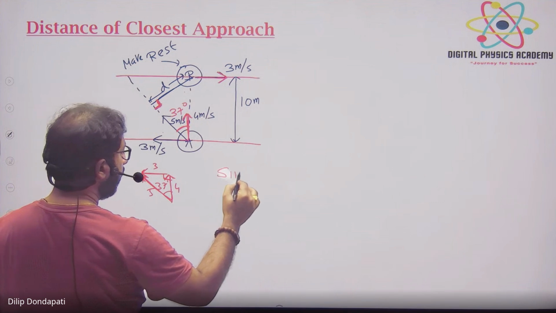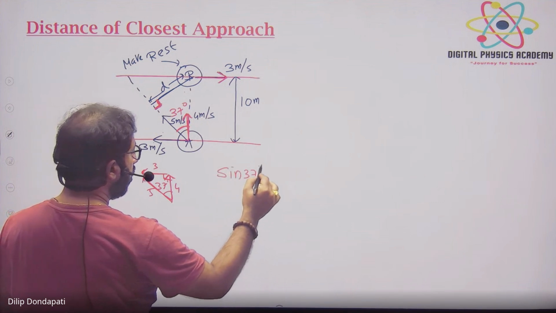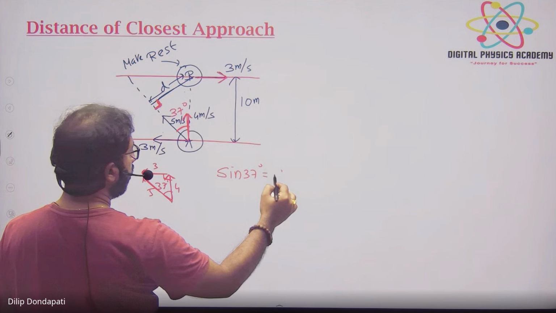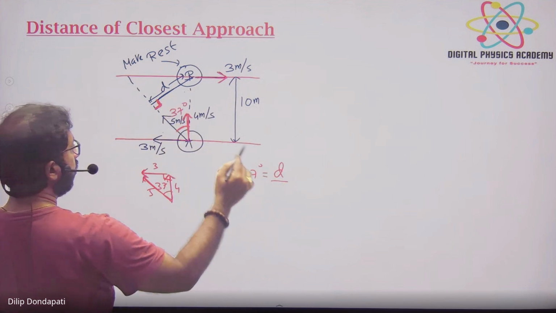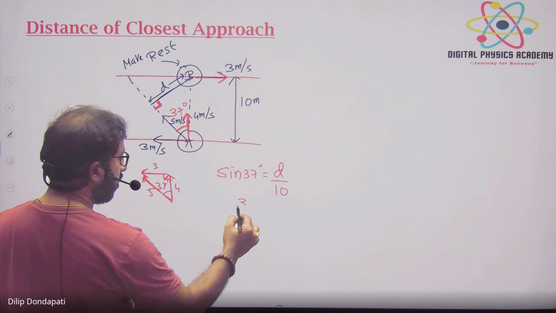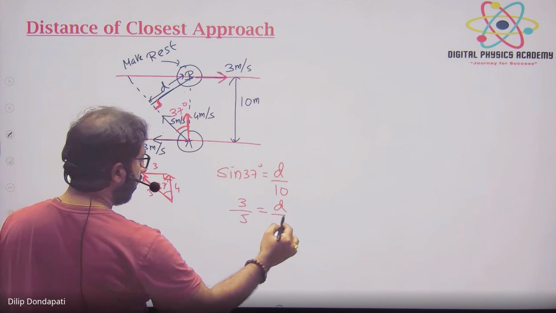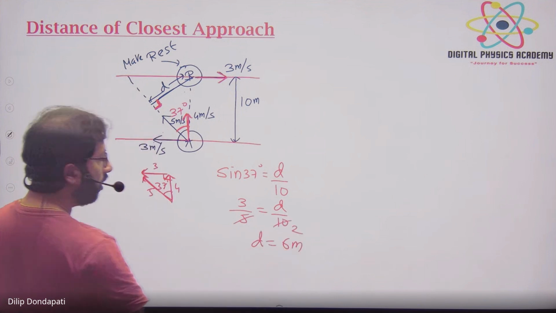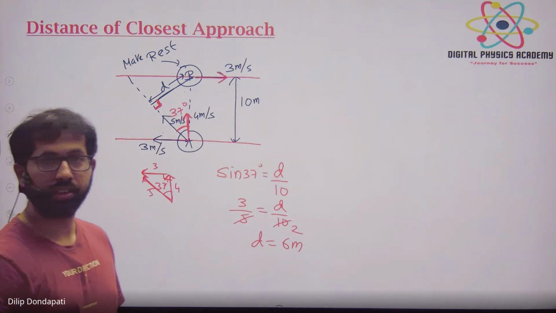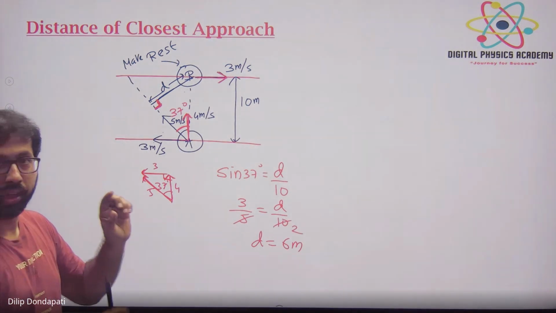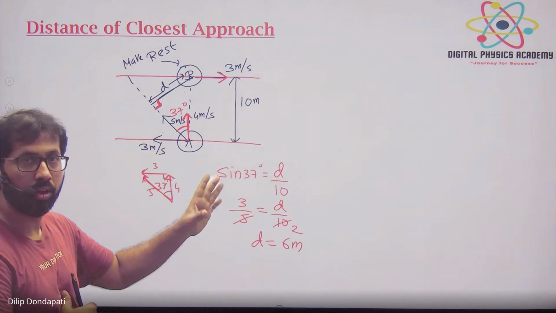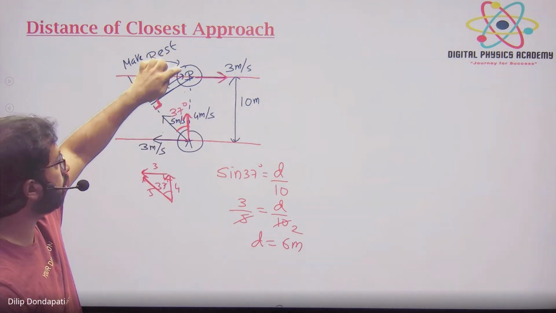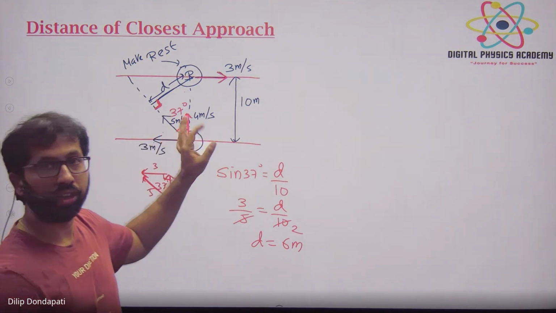Sine 37 is equal to opposite by hypotenuse. Opposite is D, and the hypotenuse is 10. So sine 37 is 3 by 5, equal to D by 10. So D is equal to 6 meters. This is the shortest distance. So whenever particles are going in different directions, take one particle at rest and apply its speed exactly opposite. The resultant direction is the direction in which A goes with respect to B. That is how to find the shortest distance.